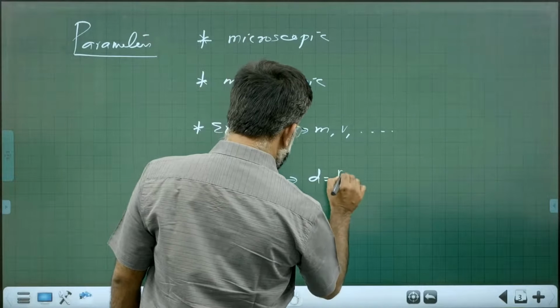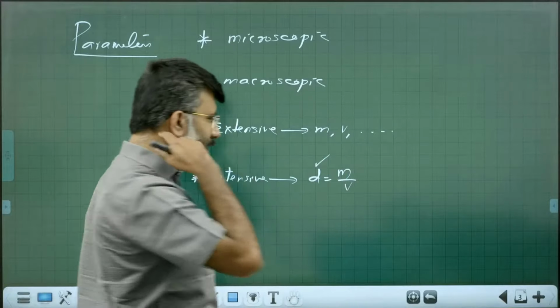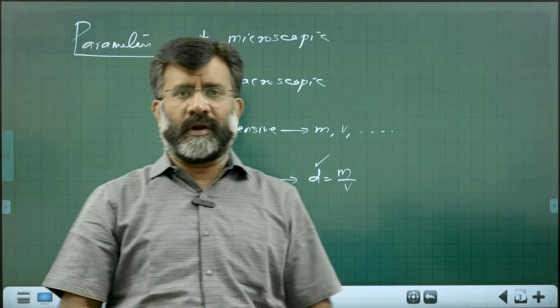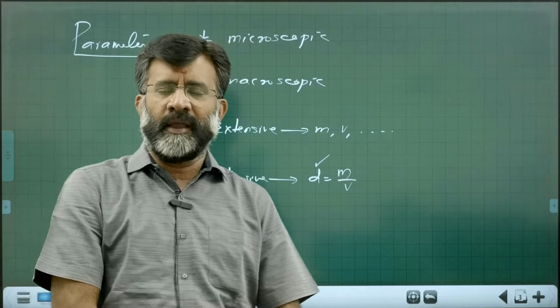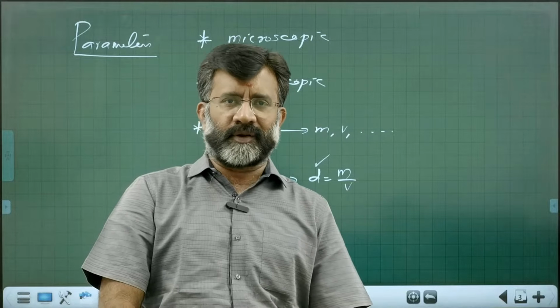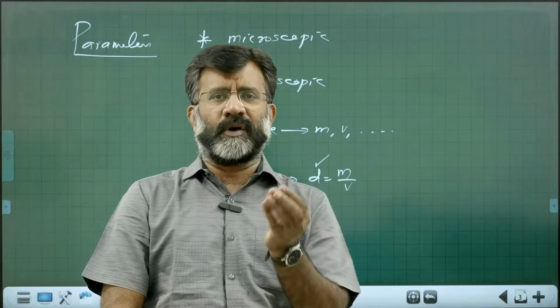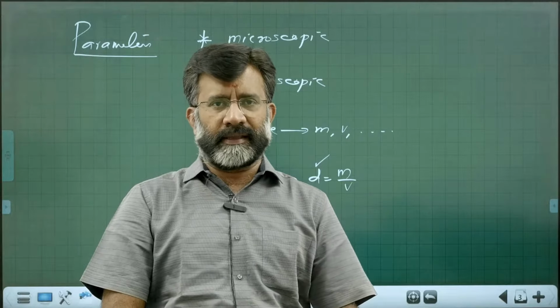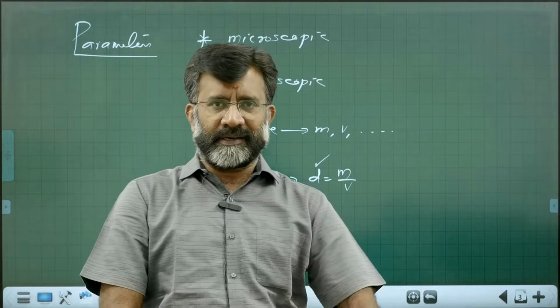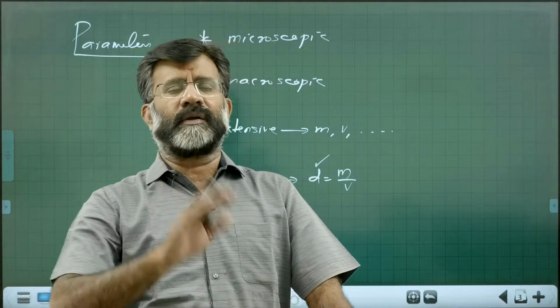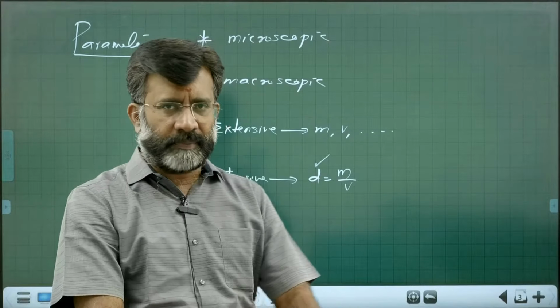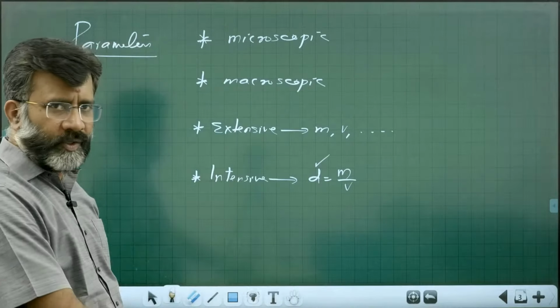Density D is equal to mass by volume. We know density does not depend on the quantity of matter present. If you take 1 liter water and 10 liter water, density remains the same. If you take a small iron piece or a big iron block of identical nature, density remains the same. So density does not depend on the quantity of matter present, and it is called an intensive property.